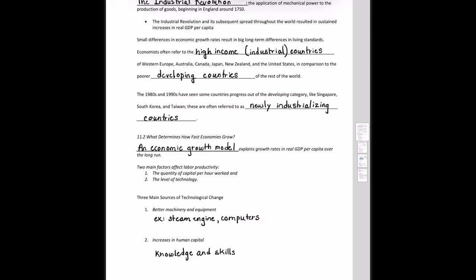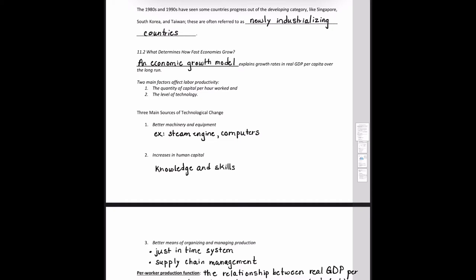So, we have three main sources of technological change: better machinery and equipment, increases in human capital, and better means of organizing and managing production. Historically, we've seen inventions such as the steam engine, machine tools, assembly line, electric generators, and computers, all of these things allow for faster economic growth.